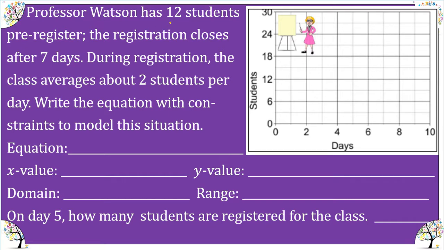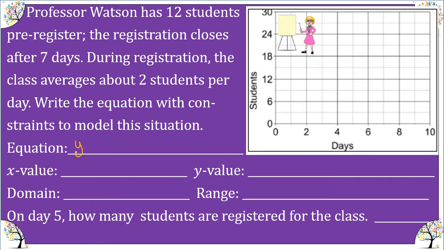So we start with 12 students pre-registration. So let's look at our graph. Our X values represent the days, and the output, our Y values, represent the students. So depending on how many days pass will tell us how many students are enrolled in Professor Watson's class. Now this is during registration, but prior to registration, pre-registration, she already has 12 students.